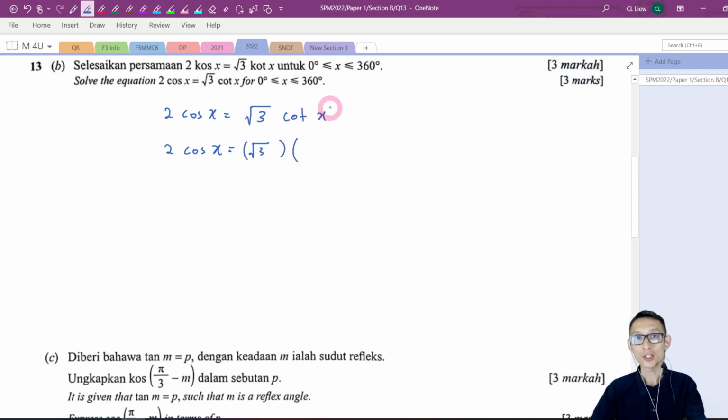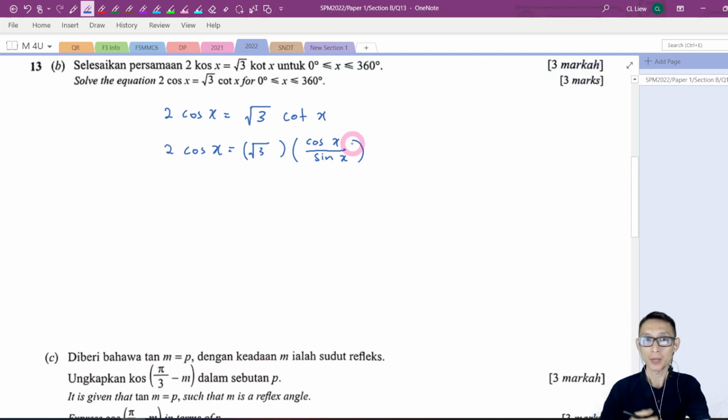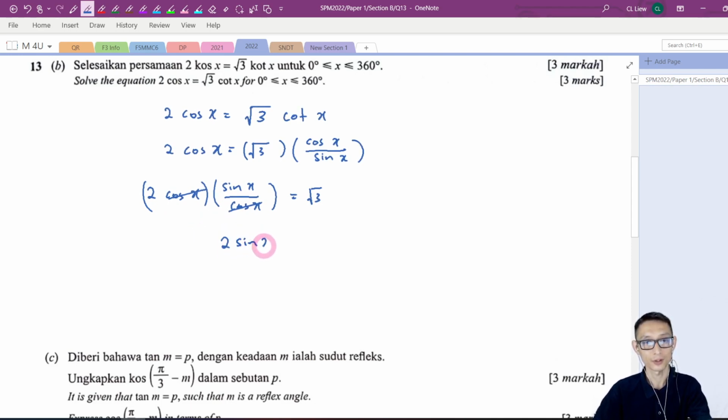So okay, tangent is sine over cosine. Cotangent is cosine over sine, right? But this one you need to be more careful when you solve it. Some students might do it this way. This one, multiply, bring to the other side, becomes divide, right? So divide you can change to multiply, you just flip the denominator and numerator. It becomes like this. And then you cancel it this way. Okay, and you continue solving it.